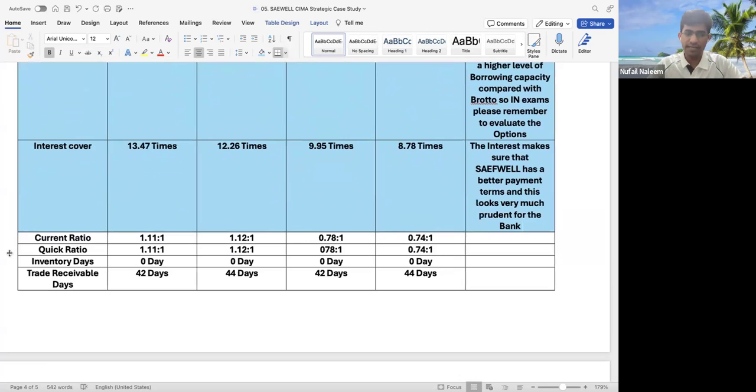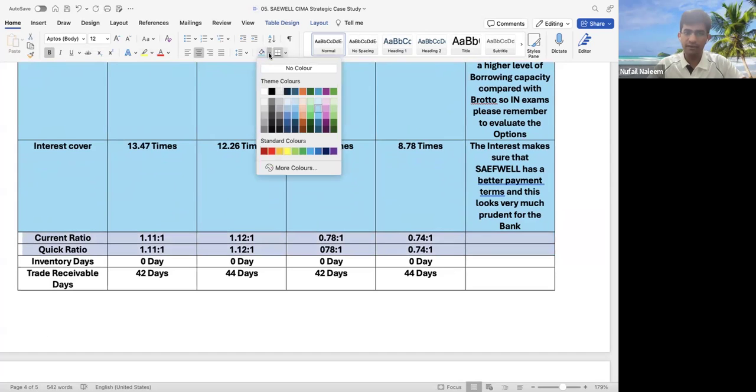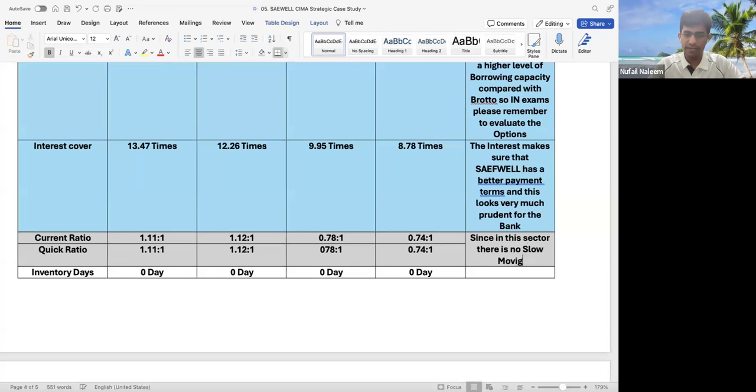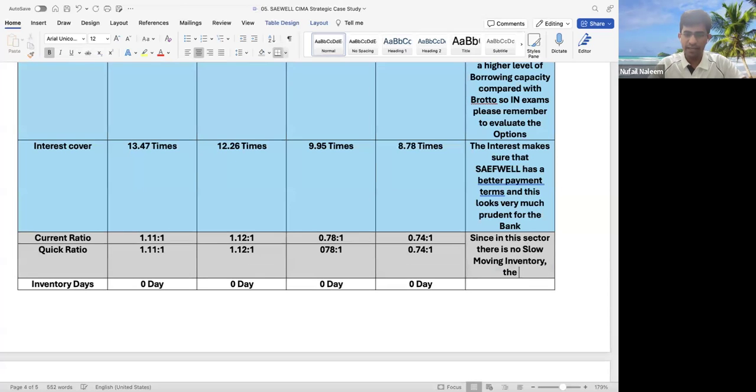Current ratio, students, again remember one thing, current ratio and quick ratio technically 2:1, 1:1, but in these aspects, students, we cannot say there is any risk in this business or anything. I'll write down here, since I'll merge it together, students, because both are same. Since in this sector, there is no inventory, there is no slow moving inventory. The current and the quick ratios are same.